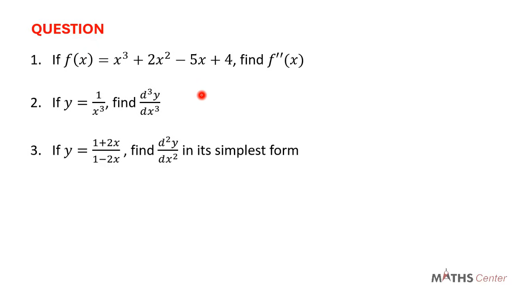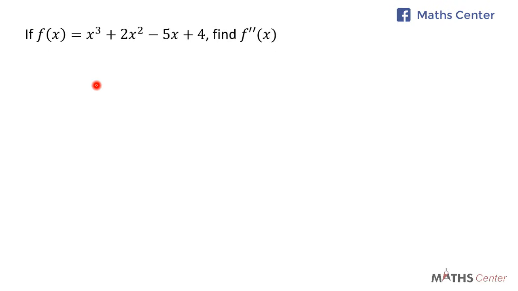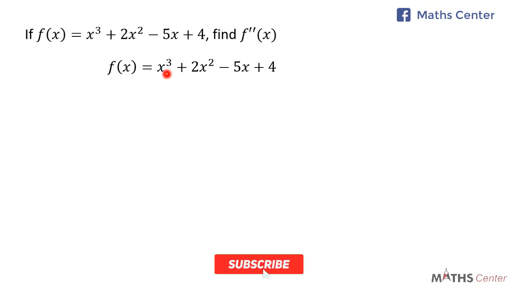We have 3 examples here. We will take it one after the other. Let's begin with the first one. So for the first one, we have f of x is equal to x cubed plus 2x squared minus 5x plus 4. And the question says we should find f prime prime of x, which means that we should find the second order derivative. So we will differentiate the function for the first time, and then we will differentiate it again. Okay. So f of x is x cubed plus 2x squared minus 5x plus 4.